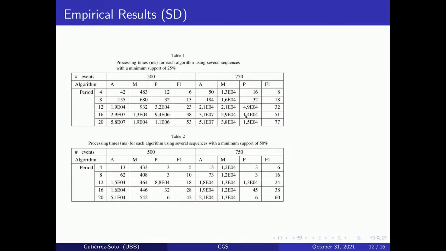Usually every time when you increase, for example, the number of periods and the length of the sequence, there is an increase of the time, considering support 25. When the support is increasing, for example, from 25 to 50, there is a reduction in the time for every algorithm except minus F1.